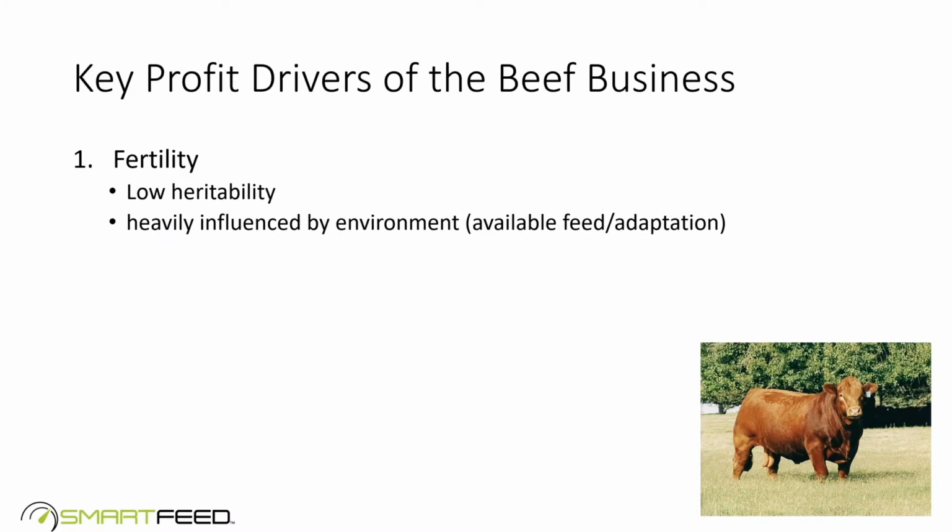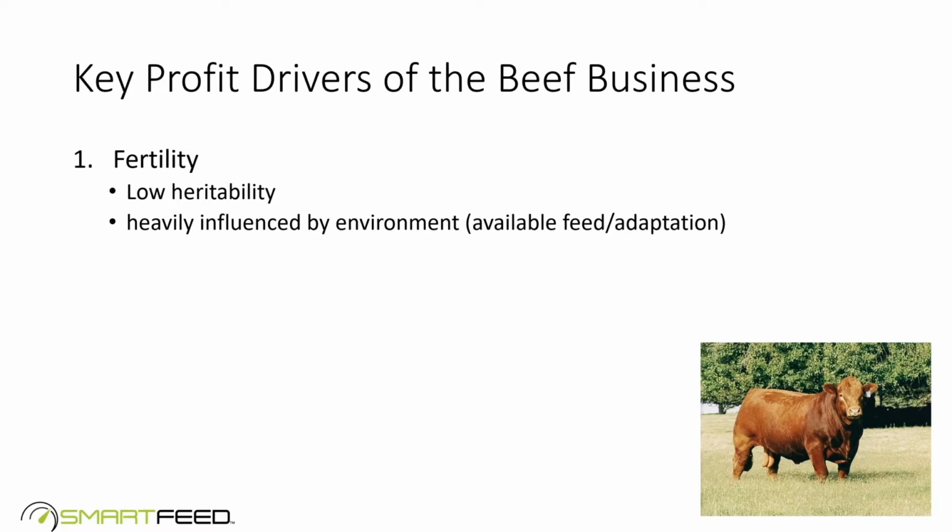So the first one should really come as no surprise, but at the same time, I think fertility is something that sometimes gets overlooked. But one of the real challenges as we think about this first profit driver in fertility is that we know it's a lowly heritable trait. It means it's going to be challenging to make any huge advances in terms of genetic selection. And when we think about it being lowly heritable, what that really means is that this trait is heavily influenced by the animal's environment.